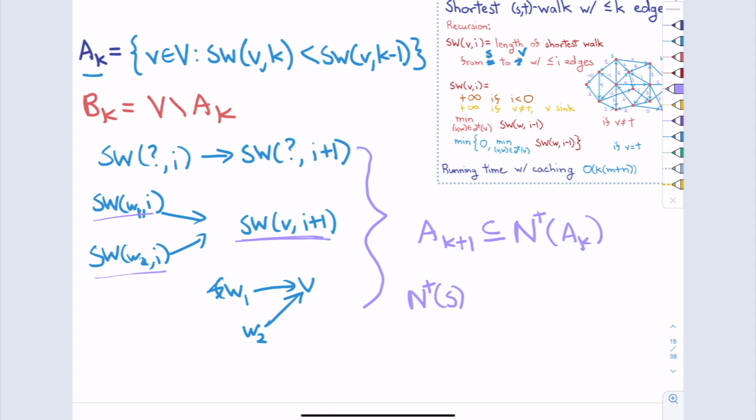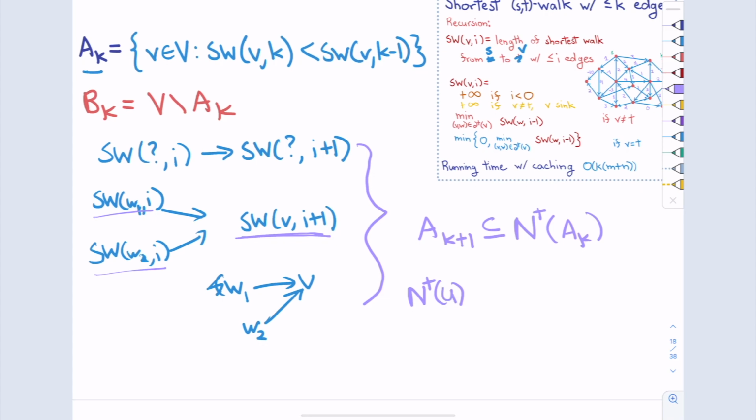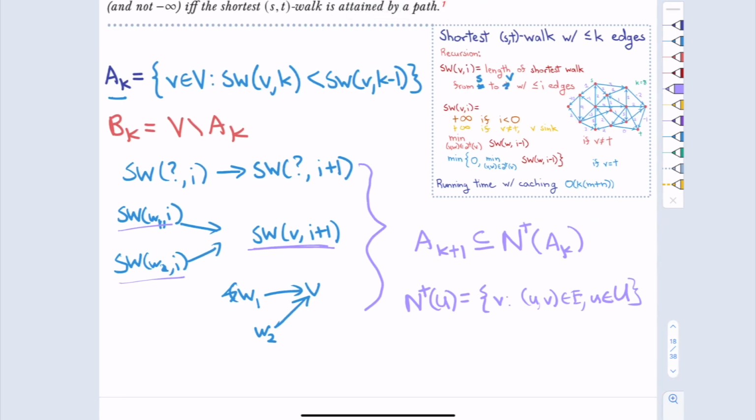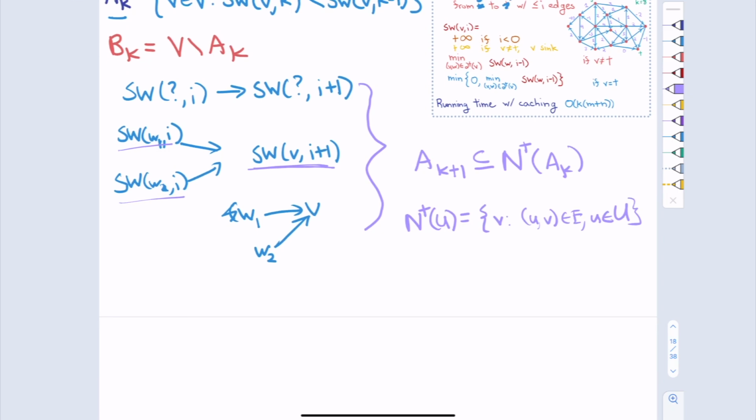Okay, so in general, this denotes the out neighborhood of a set of vertices. Say I'll use U since we've already used S. These are the set of vertices v where there's some edge uv where u is in the argument. So the vertices that got updated have to be neighbors of vertices that got updated the round before, because this algorithm is adding one edge at a time, so information is getting propagated along edges.